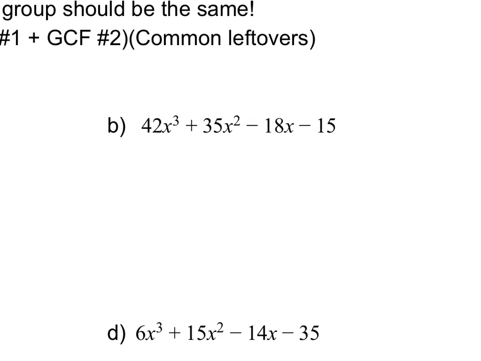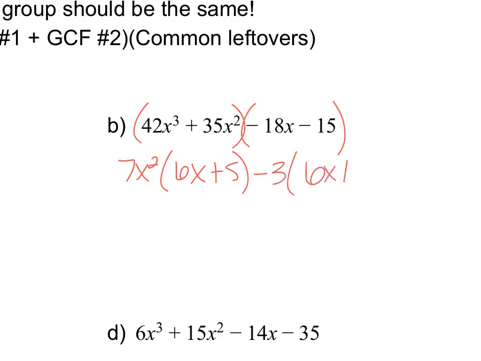All right, the next one, can we factor out anything? First I thought of 3, but nope, doesn't look like it. So let's go ahead and do our grouping. So here it looks like we can factor out a 7x squared. So that would give you 6x plus 5. Here it looks like we can factor out a negative 3. So that's 6x plus 5.